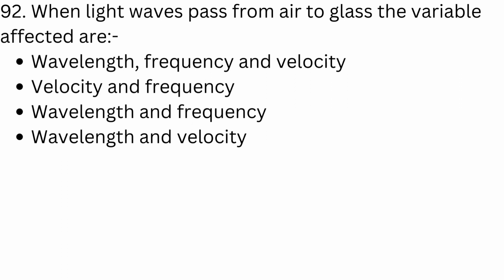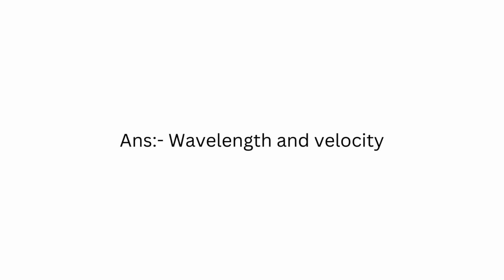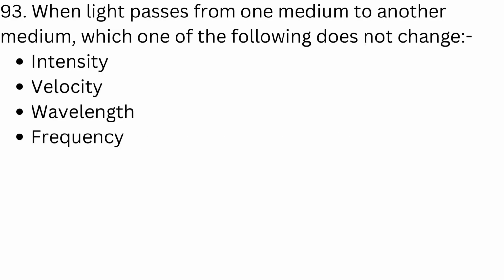Next question is, when the light waves pass from air to glass, the variables affected are: wavelength, frequency, velocity. Second option, velocity and frequency. Third option is wavelength and frequency. Fourth option is wavelength and velocity, and the right answer is wavelength and velocity, because in all other three options there was frequency written. So frequency does not change whether light travels from one medium to another.